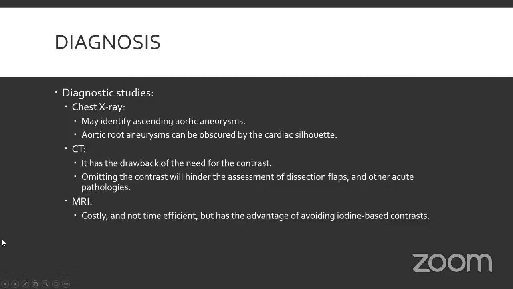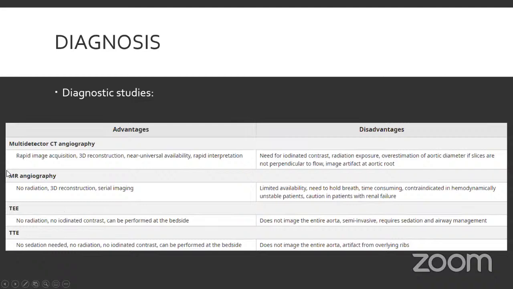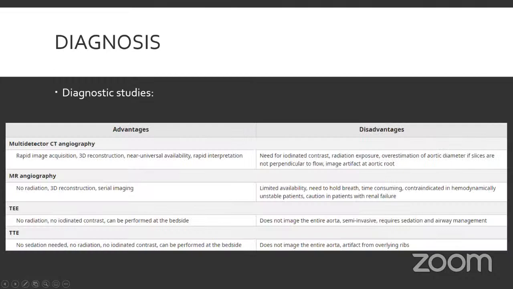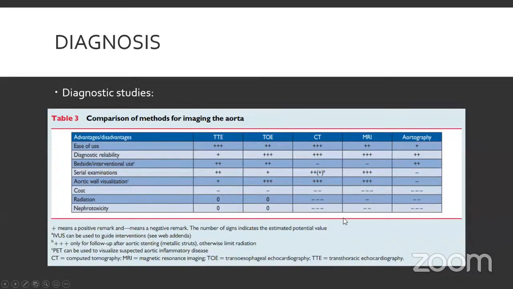CT and MRI are both useful in assessing not only the dilation, but also if there are any acute pathologies. Now, with the CT, you need contrast. The issue with not using contrast for the CT is you will not be able to find some of these different pathologies, such as dissection and whatnot. These are good tables found in different guidelines for aortic diseases, identifying the advantages and disadvantages of the different modalities.